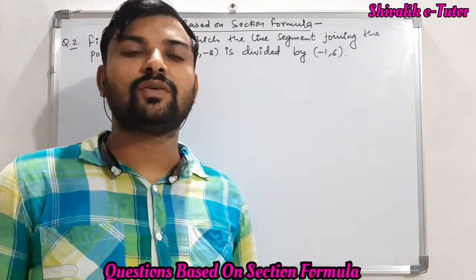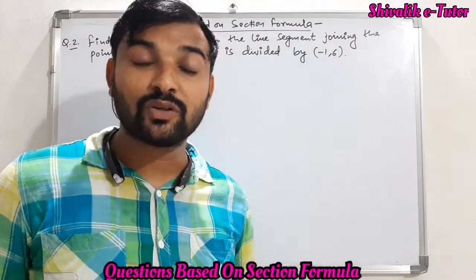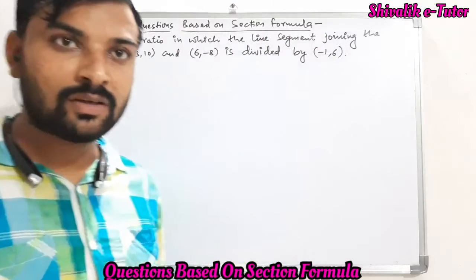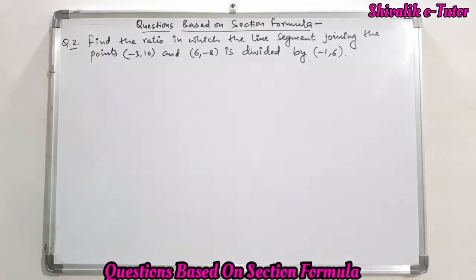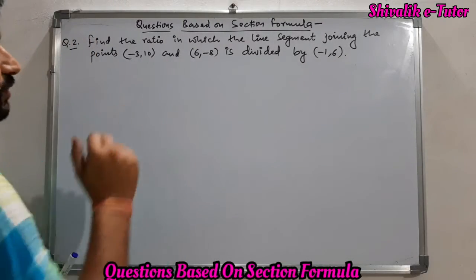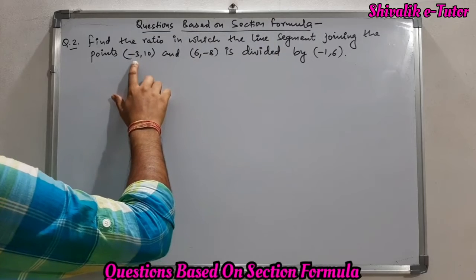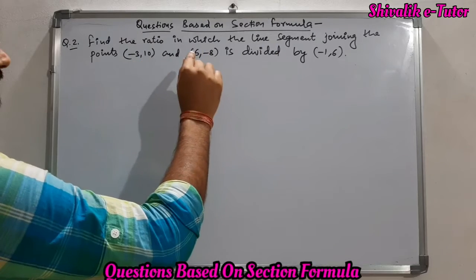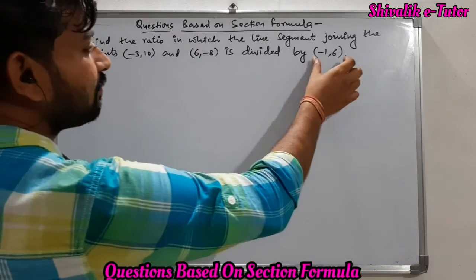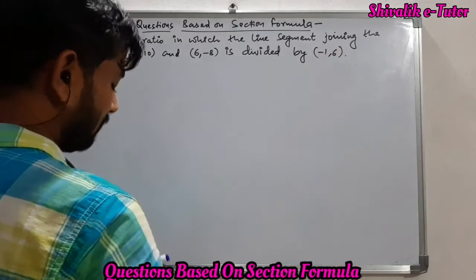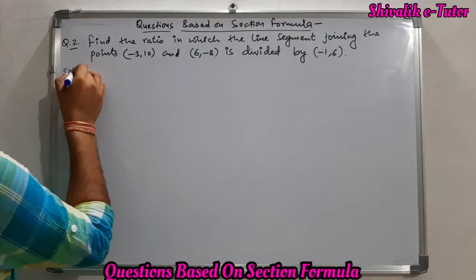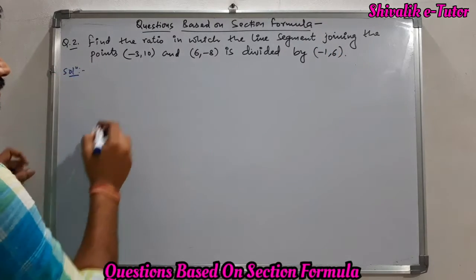My second video in which I'm talking about the question based on section formula. So I'm ready with the new question here. The question is, find the ratio in which the line segment joining the points -3, 10 and 6, -8 is divided by the point -1, 6. So this is a similar question to the previous.